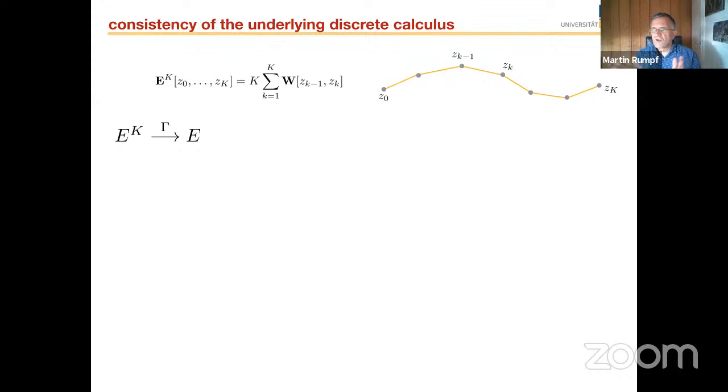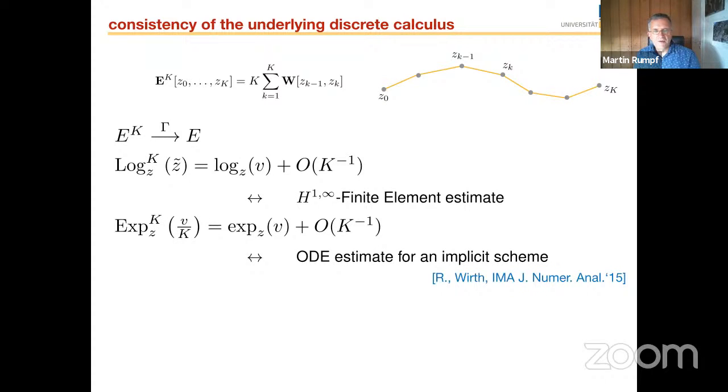So let me make some remarks on this discrete calculus. We first know that for a very large class of these discrete path energies, including the class considered here, they Gamma-converge in the L2 topology to the continuous path energy. In particular, minimizers, due to equicoerciveness, also converge: the discrete minimizers converge to the continuous minimizer of the path energy. But we have even more.